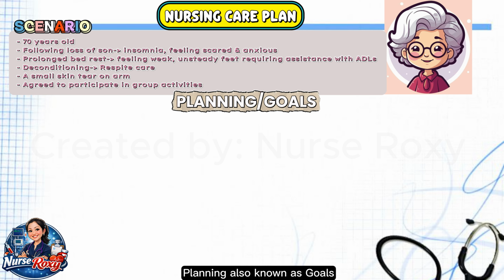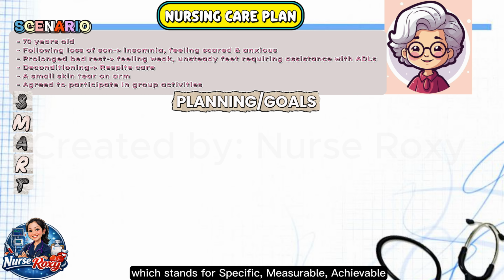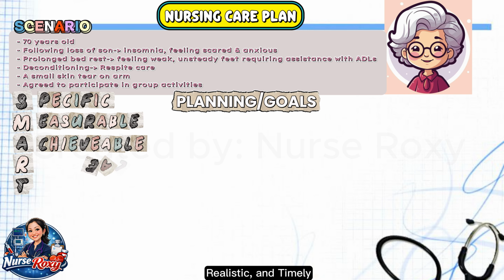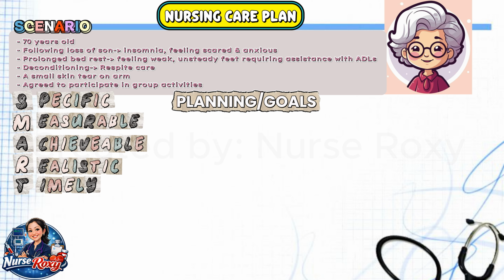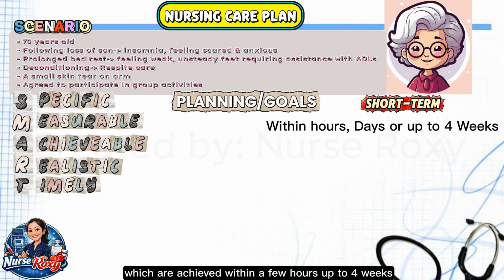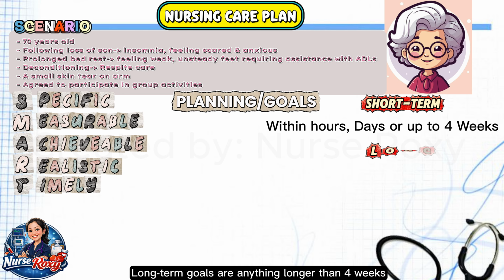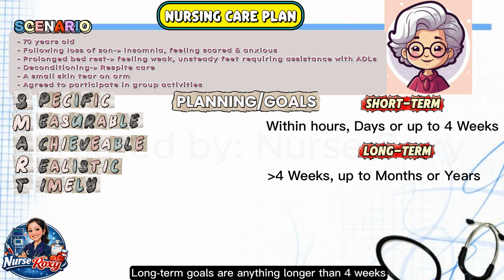Planning, also known as goals, are what you aim to achieve based on the patient's needs, wishes, and preferences. It's important that all goals follow the SMART principle, which stands for specific, measurable, achievable, realistic, and timely. Well, there are two types of goals. Short-term goals, which are achieved within a few hours up to 4 weeks. Meanwhile, long-term goals are anything longer than 4 weeks, extending to months or even years.